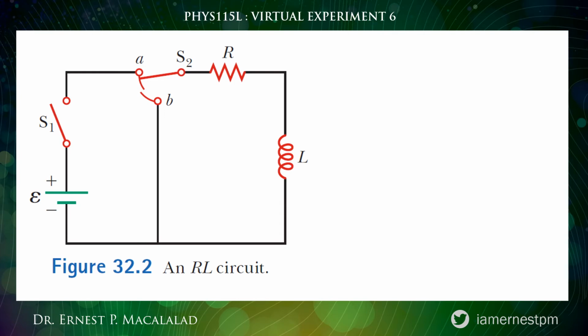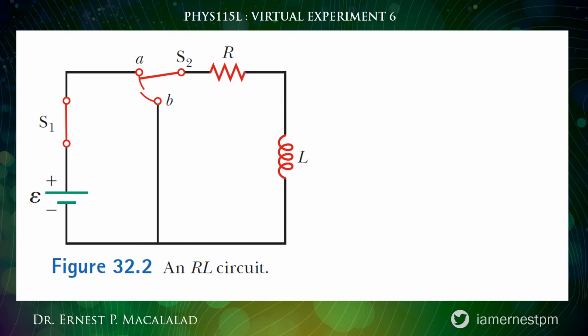Now consider the circuit here wherein a battery is connected to a resistor, a single pole double throw switch, a single switch like this, and an inductor. We call this circuit an RL circuit. When I close switch S1, current will flow in the single loop. Remember S2 is connected to terminal A, so when I close the circuit, the current will flow in this direction.